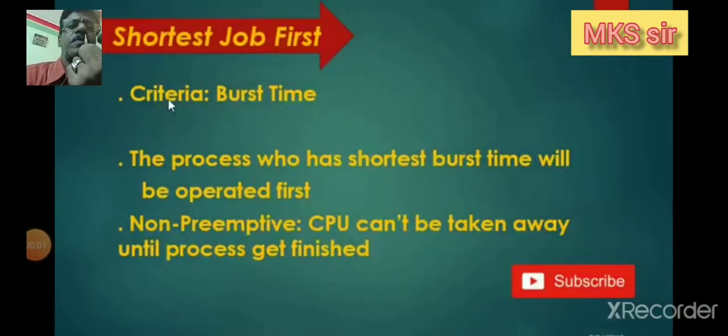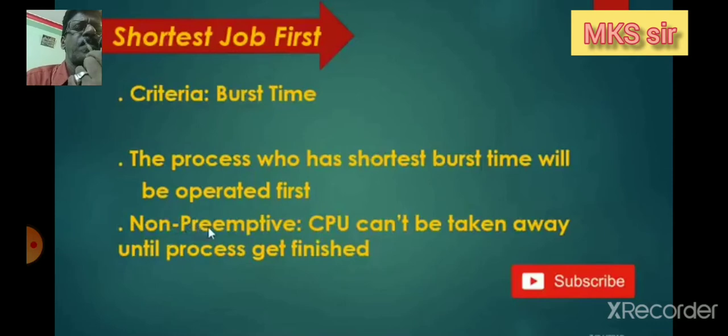Today we will discuss the shortest job first algorithm using non-preemptive mode. Now, the main criteria is the burst time. The process which has the shortest burst time will be operated first. And non-preemptive means the CPU can't be taken away until the process gets finished.